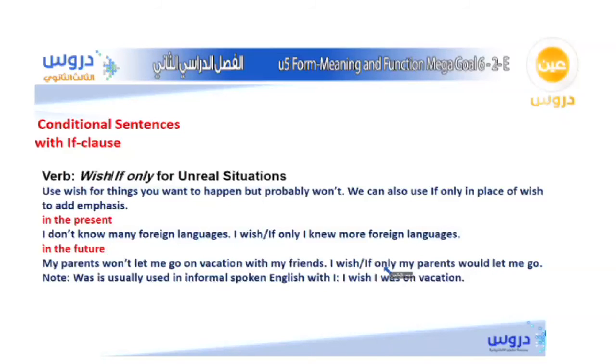With informal speech you can say I wish I was on vacation. So note here, was is usually used in informal spoken English with I. I wish I was on vacation. This is informal spoken English. Informal means not formal, just with your friends, not with, for example, your teacher or your manager. This is informal and spoken, not written.